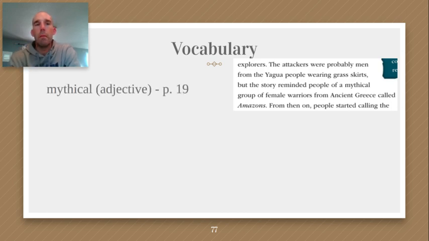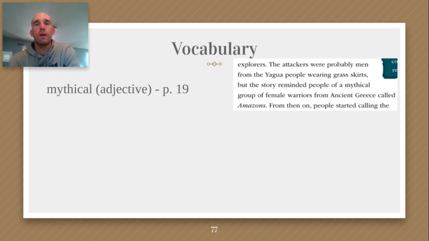Our next word is the word mythical, and mythical is an adjective. It is found on page 19. As you can see, I've got the text box right here that has the word mythical in it. And it says the attackers were probably men from the Yagua people wearing grass skirts, but the story reminded people of a mythical group of female warriors from ancient Greece known as Amazons. From then on, people started calling that river the Amazon River.